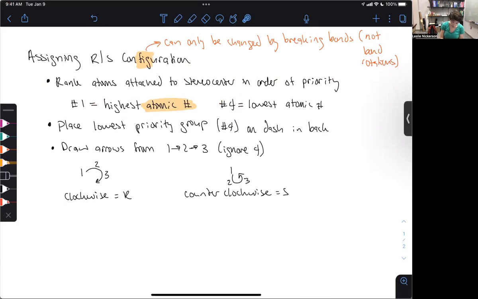Okay, we want our lowest priority group to be on a dash. So we want it to be facing away from us, not towards us. And that just makes sure that everybody's looking the same direction when we're trying to assign these. So then once you have your priorities 1, 2, 3, and 4, you're going to draw arrows from 1 to 2 to 3. And if that's clockwise, it's going to be R. If you go 1, 2, 3 counterclockwise, it's going to be S.